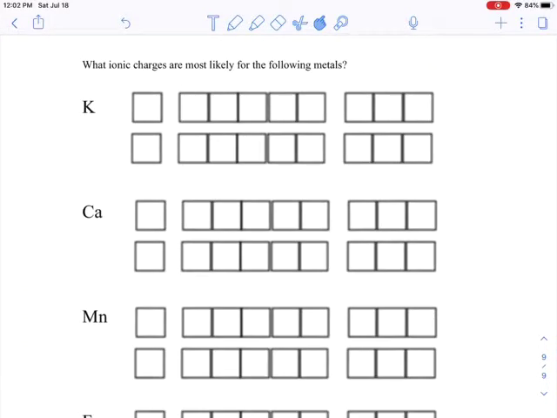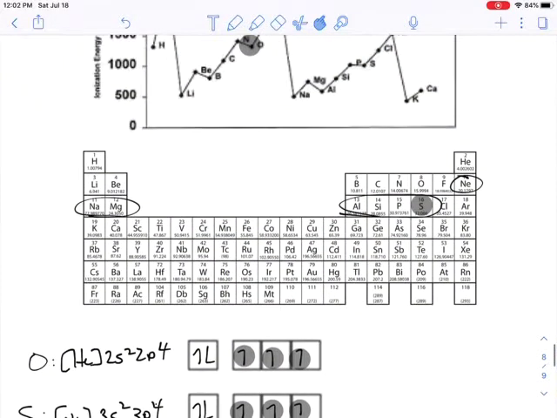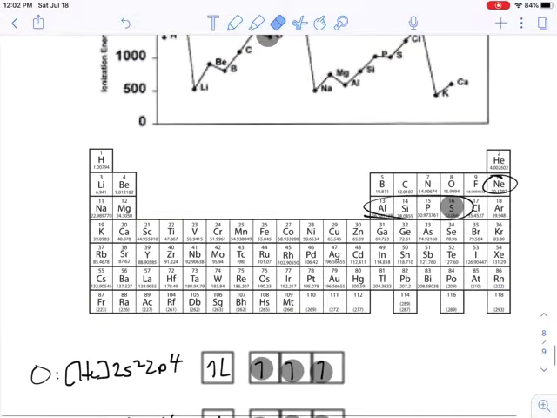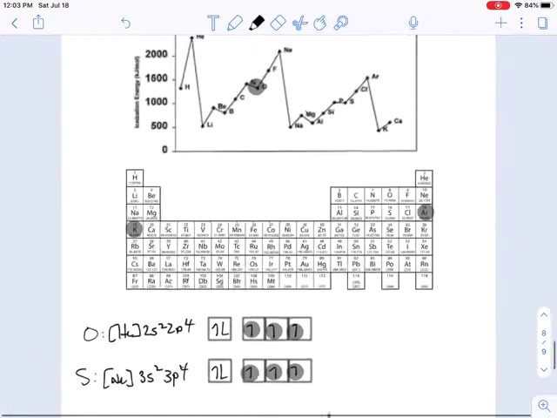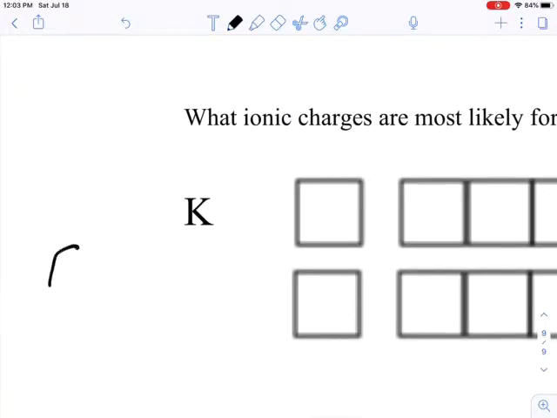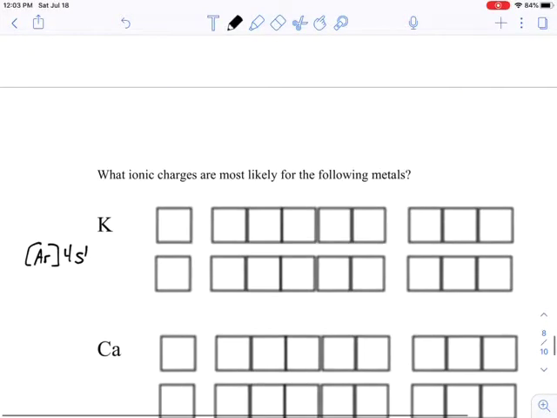Next up, it says, what ionic charges are most likely for the following metals? All right, well, let's check these guys out. Let's see, potassium. We need to find potassium. Here it is. Potassium has the notation of argon, and then it's just one past the argon. So potassium has the notation of argon, and it's 4s1.